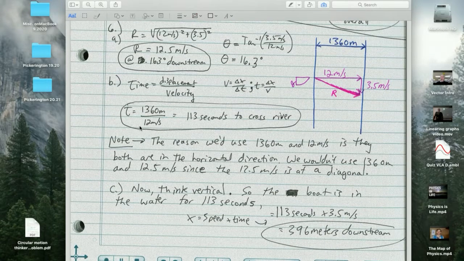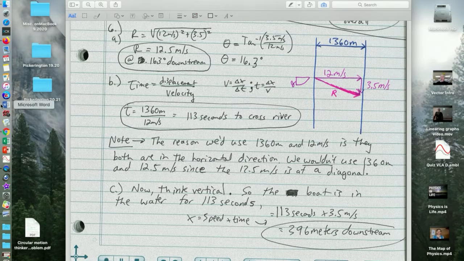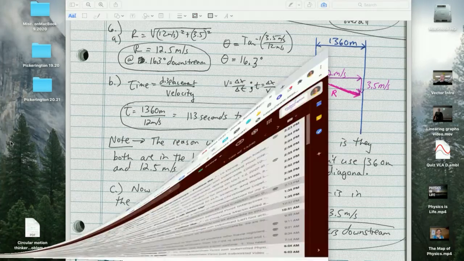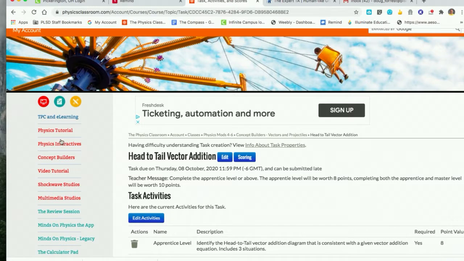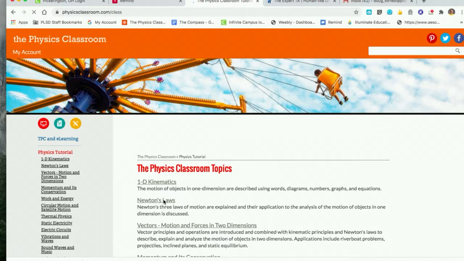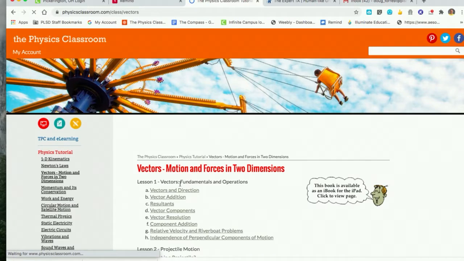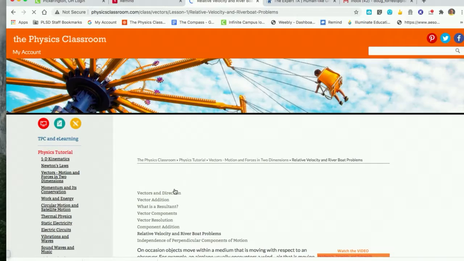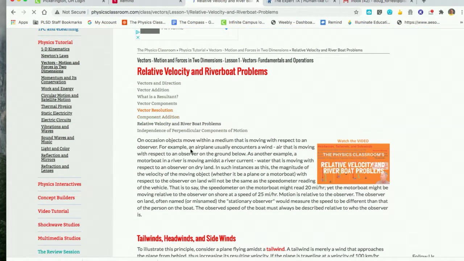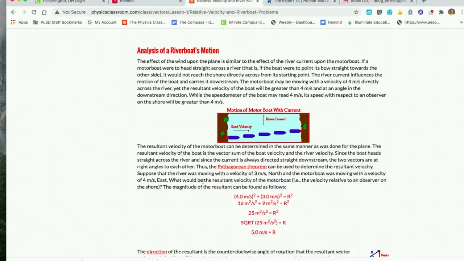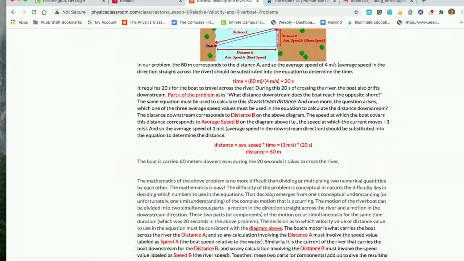So 6 and 7 are vector problems that involve riverboats. I pointed out that you should maybe think about going to lesson 1G in the physics classroom tutorial on vectors, forces, and motion in 2 dimensions, which I can show you here. So the physics tutorial is here. Vectors, motion, and forces in 2 dimensions. Lesson 1G. Some riverboat problems. So headwinds, tailwinds, stuff like that.